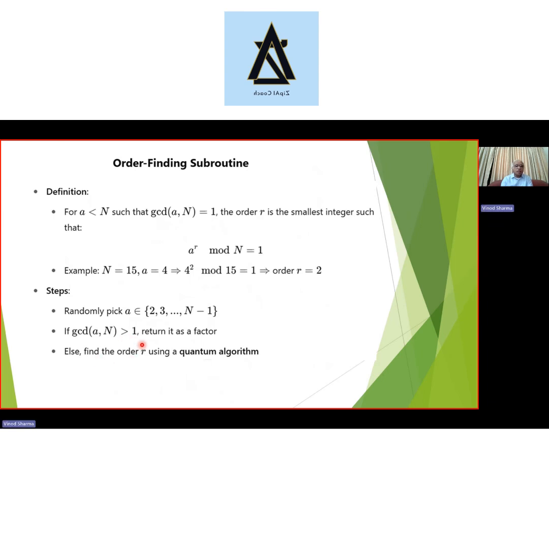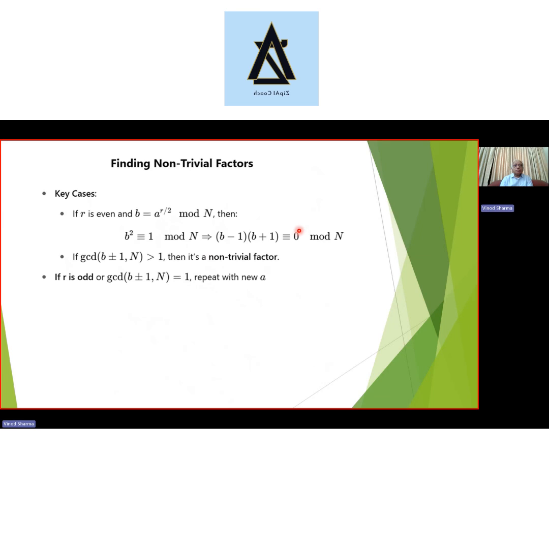Now you find order r. Remember, in this case, we found order r using the quantum algorithm that we are going to discuss later. Again, repeating that there is no efficient algorithm to find order r in the classical case. Now, if the order r is even, you take b equal to a raised to r by 2. So this is even, so r by 2 will be an integer. You take that mod n. Then take b squared. This will become a raised to r mod n. And we know that by the definition of order, a raised to r mod n is 1. So b squared is equal to 1 mod n.